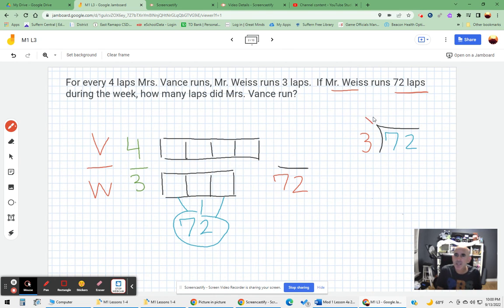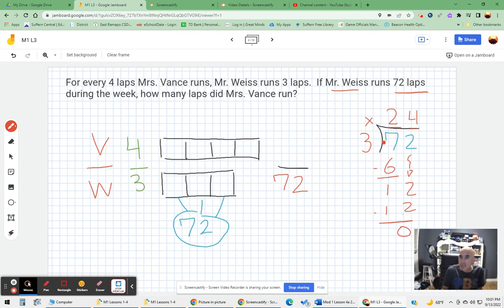I say to myself, 3 times what will get me to 7 or really close? I say 3 times 2. 3 times 2 is 6. Very nice. I subtract. I have 1 left over. I bring down my 2. And now I'm looking, 3 times what number will give me 12? Okay. 3 times 4. Let me see if I can get it by my picture over there. There we go. Okay. Nice.